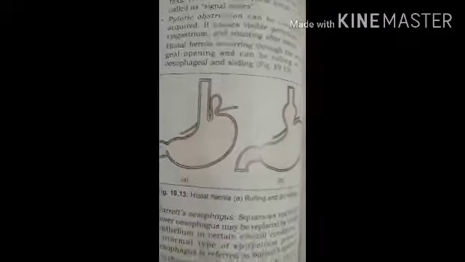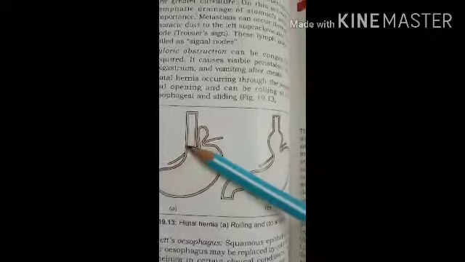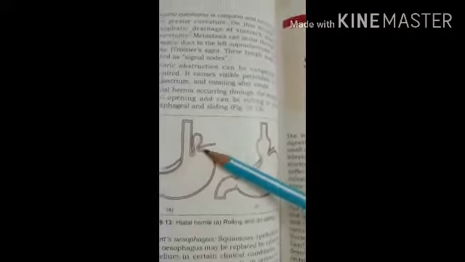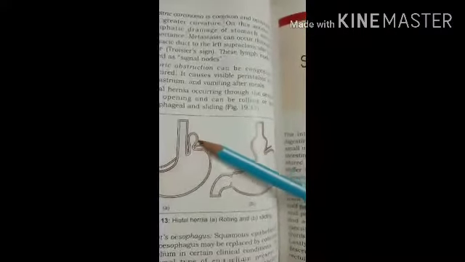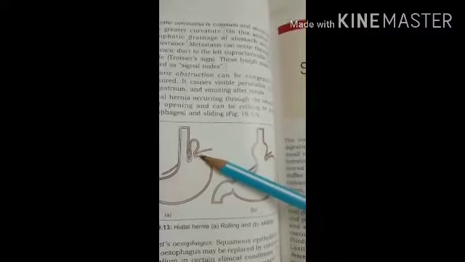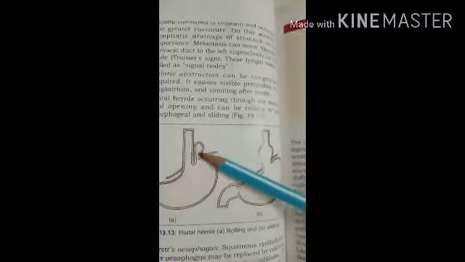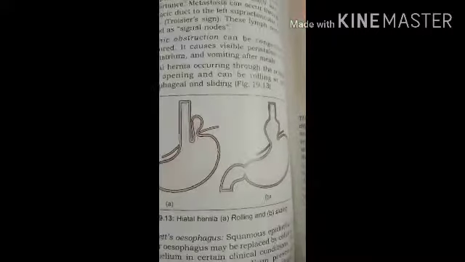Okay? Then the next clinical point is the hiatus hernia. Here in this diagram you can see the hiatal hernia. The esophageal opening of the stomach is dilated, and because of that part of the fundus of the stomach enters into the thoracic cavity. So that is the herniation of the upper part of the stomach into the thoracic cavity. This clinical condition is called the hiatus hernia.